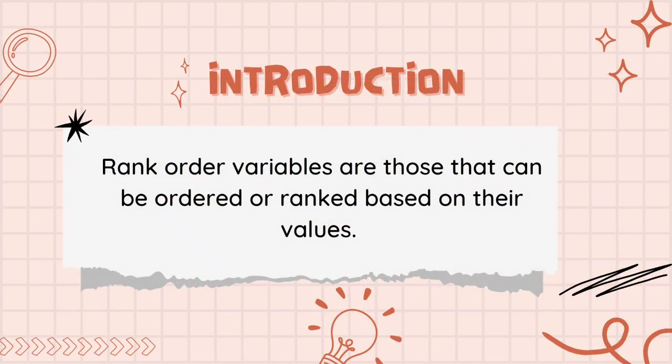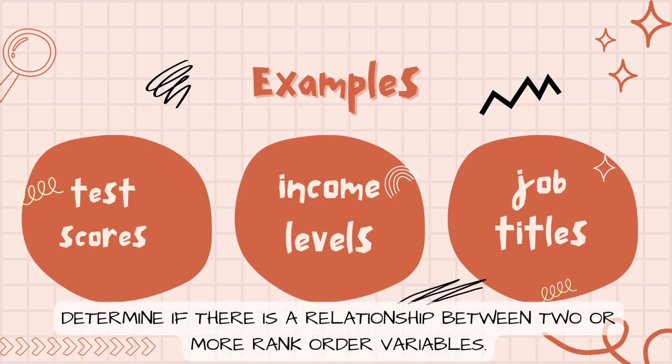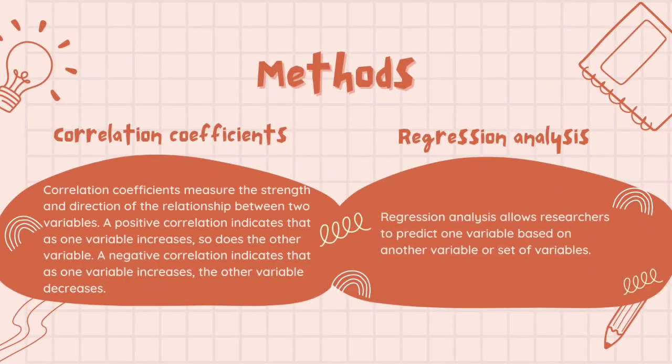So, rank order variables are those that can be ordered or ranked based on their values. Examples include test scores, income levels, and job titles. In many cases, researchers may want to determine if there is a relationship between two or more ranked variables. One common method for determining this relationship is to use a correlation coefficient, and another method is regression analysis.